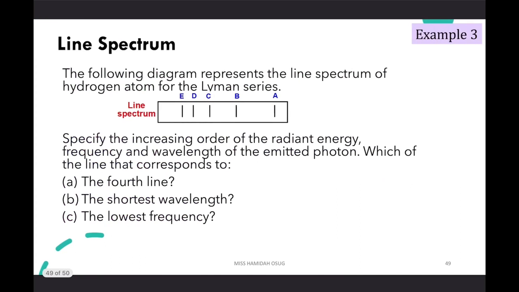Next, last example, example 3. The following diagram represents the line spectrum of hydrogen atom for the Lyman series. So Lyman series maksudnya n final adalah sama dengan 1. Okay, so you were asked to specify the increasing order of radiant energy, frequency, and wavelength of the emitted photon. Which of the line that corresponds to the fourth line, the shortest wavelength, and also the lowest frequency.